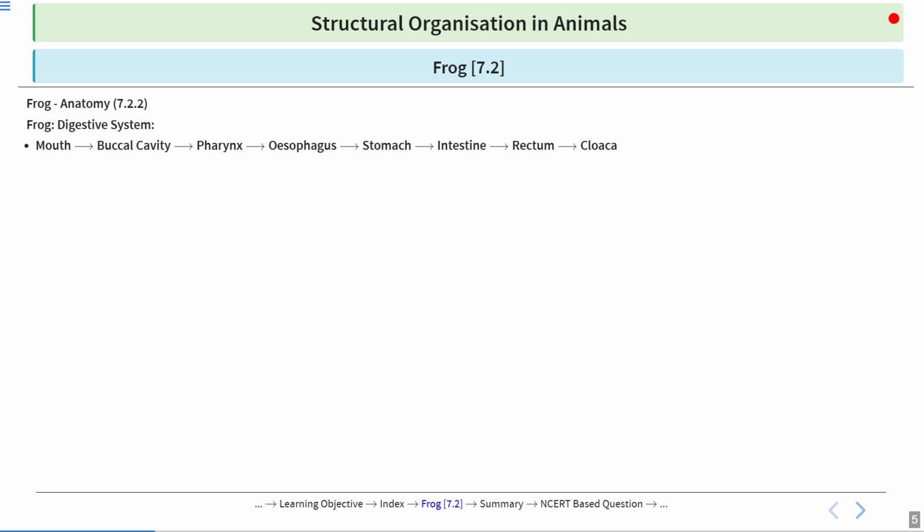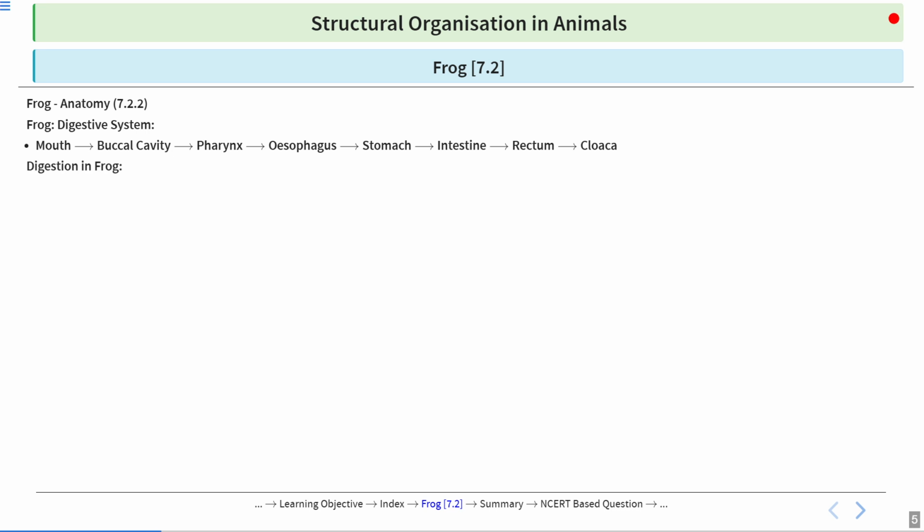Here, mind it, there is no anus. Instead of anus, there is cloaca. So this is a major difference between the digestive system of the frog if you compare it with the human or any other organism, right? Okay.